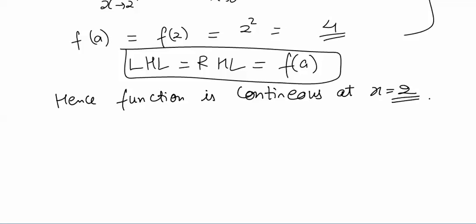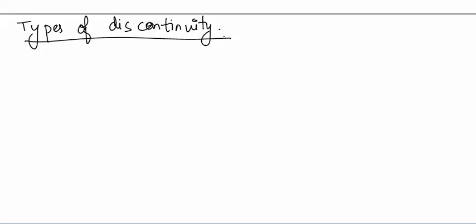Now there can be 2-3 types of discontinuity. Let us discuss one by one the types of discontinuity. Not continuity, I'm sorry, discontinuity. If the function is not continuous, we'll say it is discontinuous, right? So there can be 2-3 types of discontinuities. Number one, we will say discontinuity of type 1.